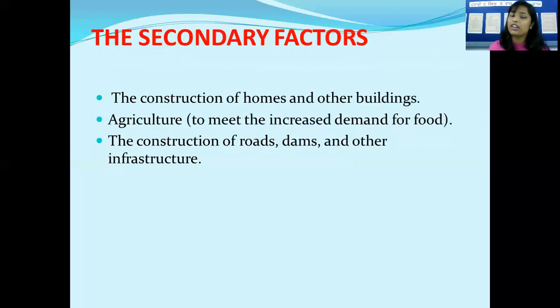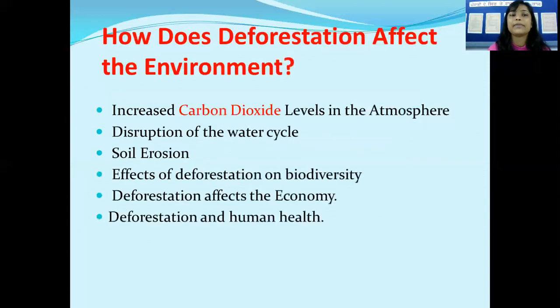Now, next we're going to talk about the secondary factors which are leading to deforestation. So here you can see a few points: the construction of homes and other buildings, agriculture to meet the increased demand for food, the construction of roads, dams, and other infrastructure, right? Now, how does deforestation affect the environment? The first point here you can see is the increased carbon dioxide levels in the atmosphere.